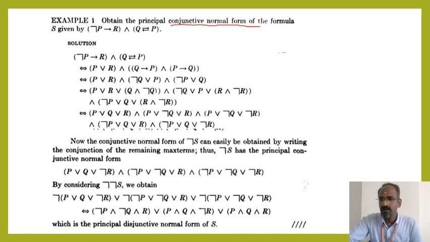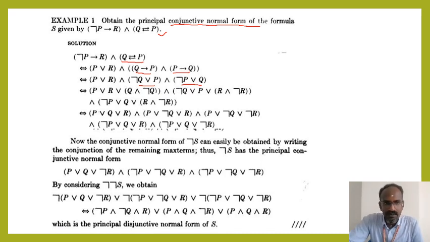Find the principal conjunctive normal form of the formula: negation P conditional R and Q biconditional P. We consider this given statement and implement the biconditional statement: biconditional is Q conditional P and P conditional Q. Next, we implement the conditional statement: Q conditional P is negation Q or P, and P conditional Q, by the equivalence relation, is negation P or Q.